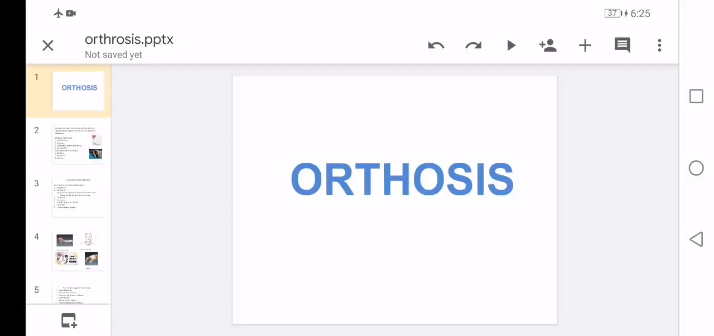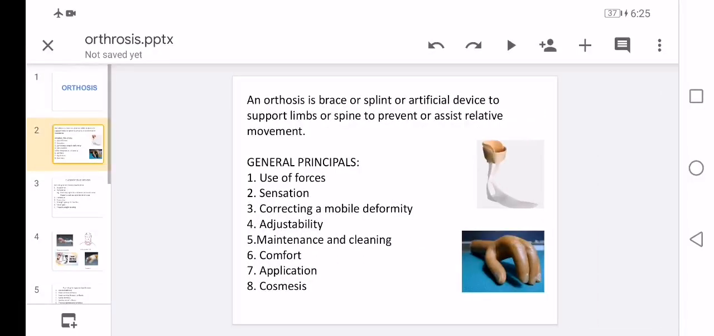Today we learn about the important topic of orthosis, which is also basic and important to be learned. Going to the definition, an orthosis is a brace, splint, or artificial device to support limbs or spine, to prevent or assist relative movement. We have some general principles.